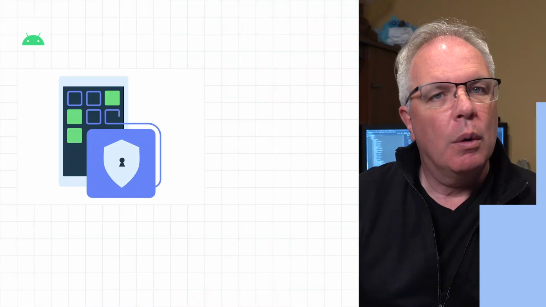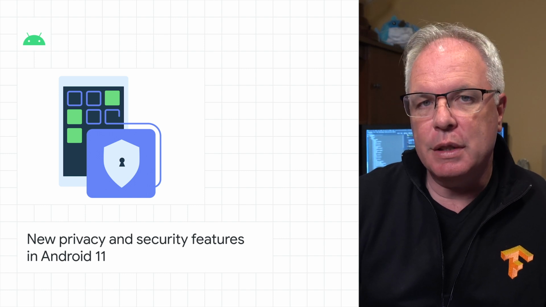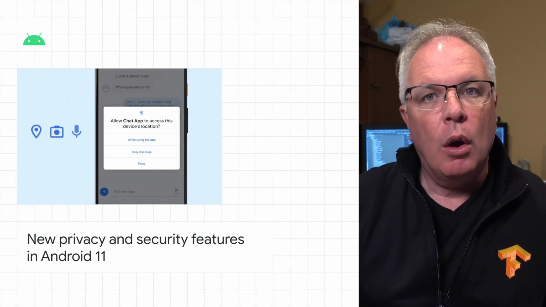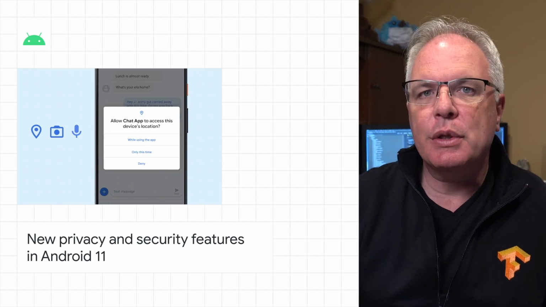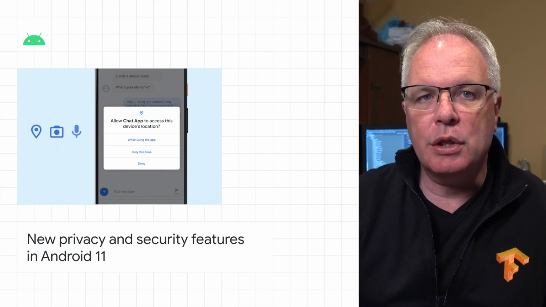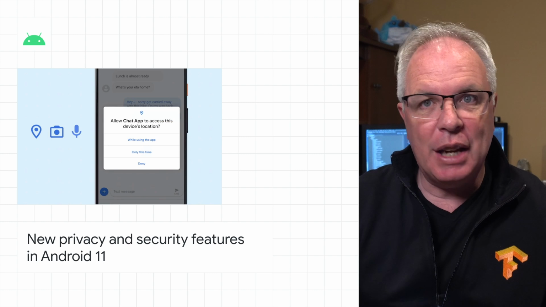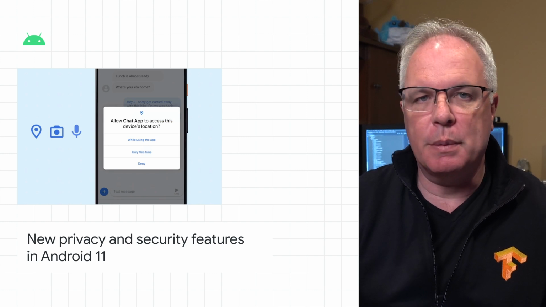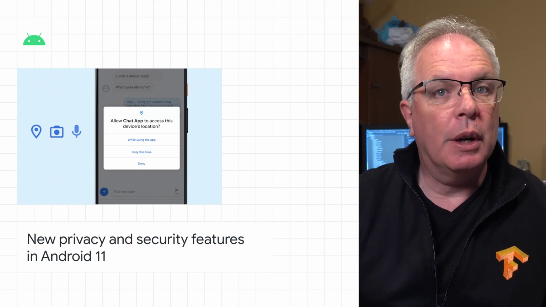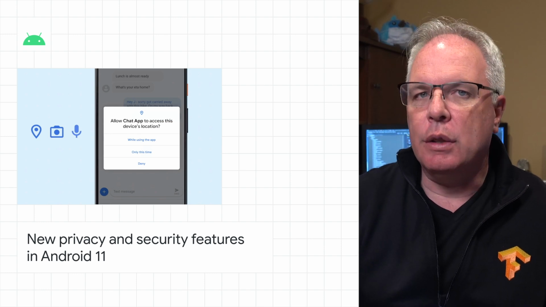Google. We recently announced some new features focused on privacy and security in Android 11. One-time permissions let users give an app access to the device microphone, camera, or location just one time. And best of all, you don't need to make any changes to your app for it to be able to work with these permissions.